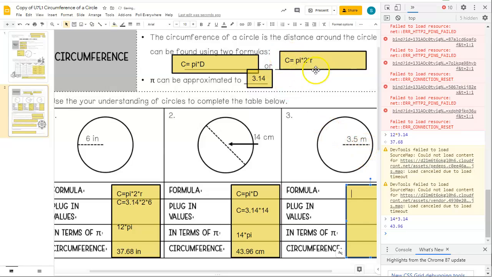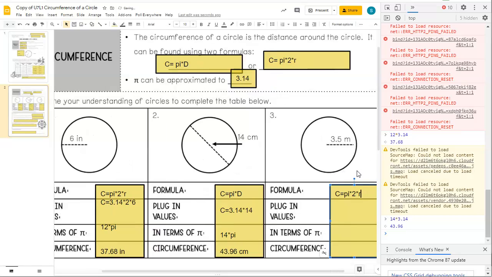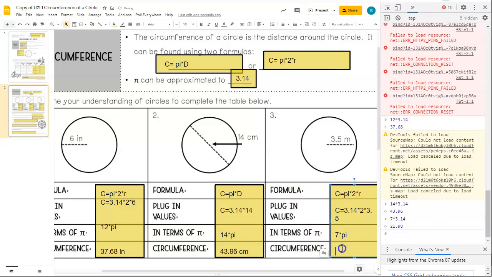Lastly, this one, we have our radius again because it's our measure from the center out. So we're going to use this formula over here. Then we plug in our values, so C equals 3.14 times 2 times 3.5. If we look at the last two numbers, we'll say that's 7 times pi, so 7 pi. And if we figure out what that is, we got 21.98.